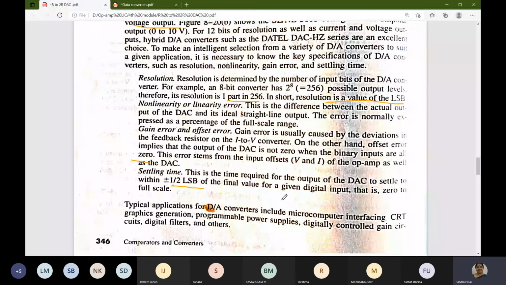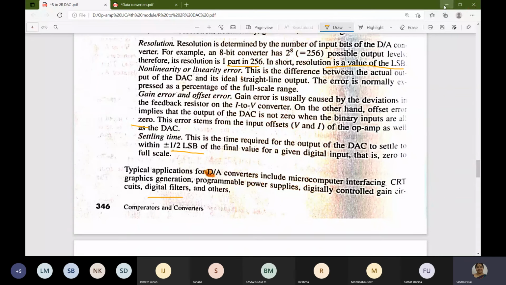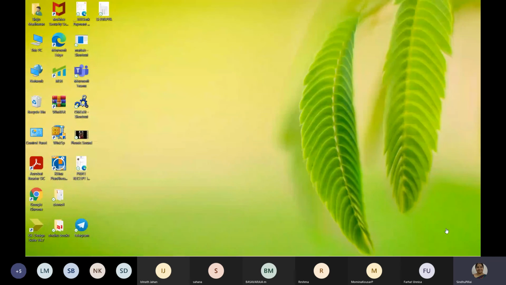So these are some definitions of this DAC. And the applications of D2A converters: they are used in microcomputer interfacing, CRT graphics, programmable power supplies, digitally controlled gain circuits, and in digital filters. These are the applications of digital to analog conversion, where the input is digital, where some bits are given as inputs and analog is taken as output.